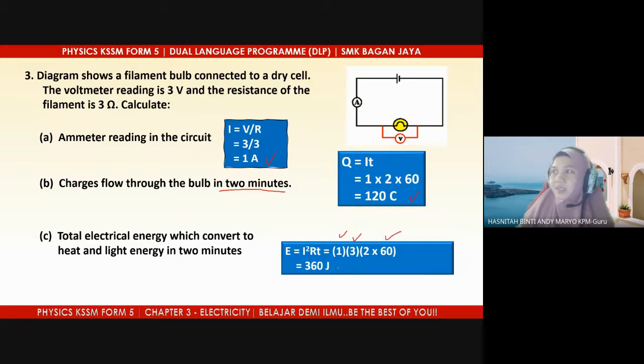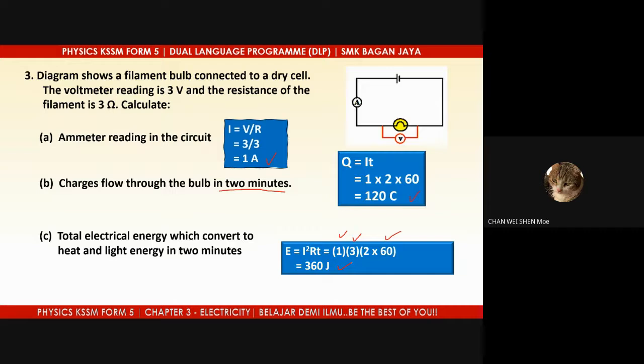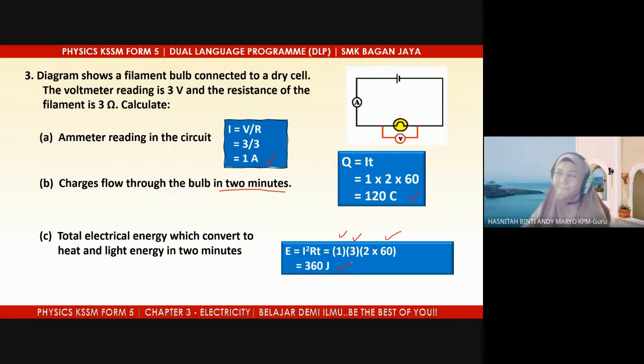Okay, did you use this equation or did you use another one? Another equation. Yes, which equation are you using? Yes, you use the same as mine? Okay, so the answer is 360 joule.